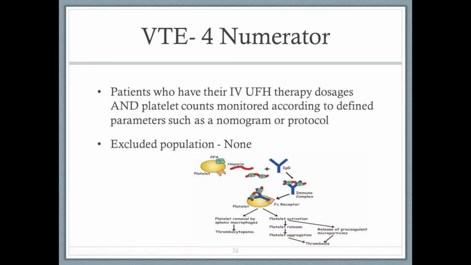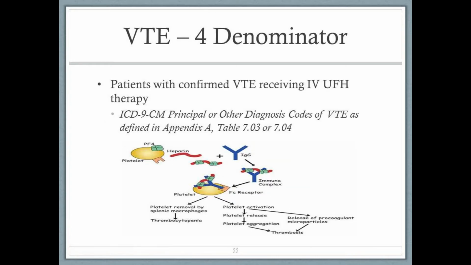Now, your numerator are those patients who have IV unfractionated heparin dosing and platelet counts monitored according to defined parameters and protocols. And we're not going to exclude anybody from this population. The denominator, those patients with confirmed VTE receiving unfractionated IV heparin. And again, these could be a principal or other diagnosis or secondary diagnosis code or ICD-9 codes that are found in 703 and 704.